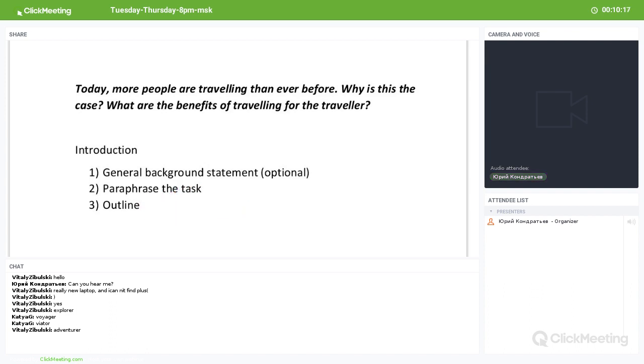Adventurer. Okay, not all travelers are adventurers, but okay. You can say that it's kind of a synonym, well, especially if you structure your essay in a way that you can mention adventurers as a synonym. Absolutely. Okay, and then you give an outline. In our essay, we are not asked for our opinion. Otherwise, we could express our opinions here.